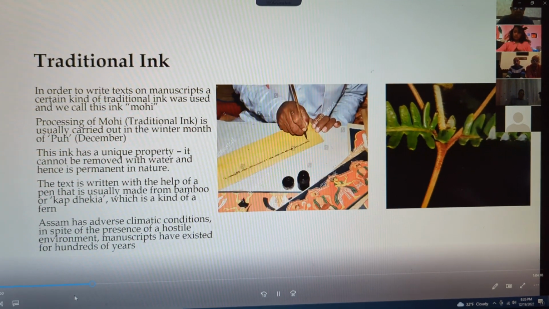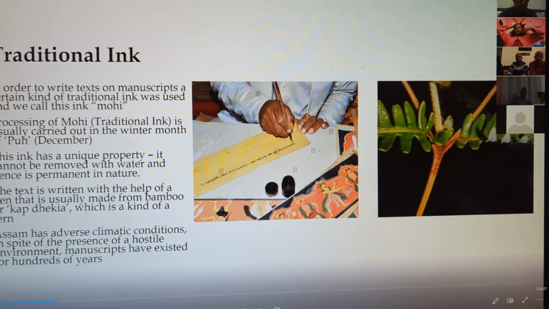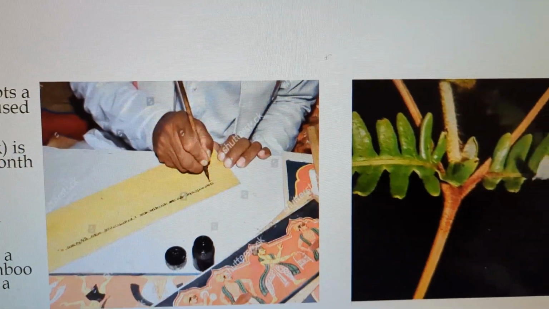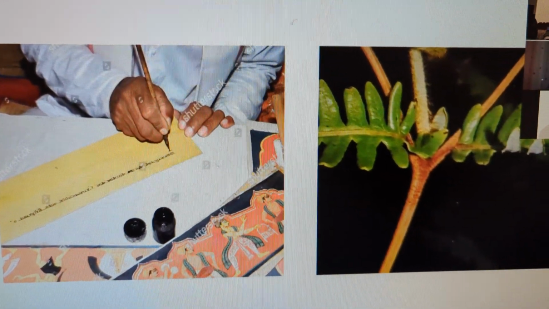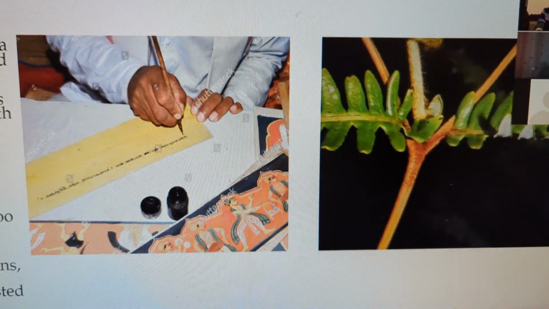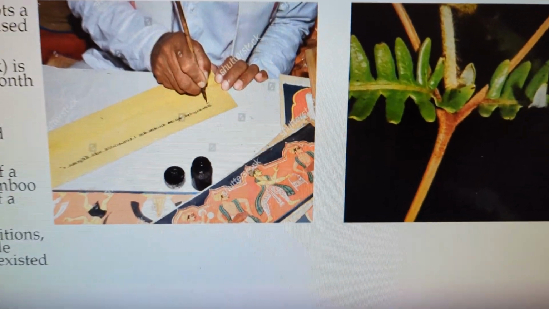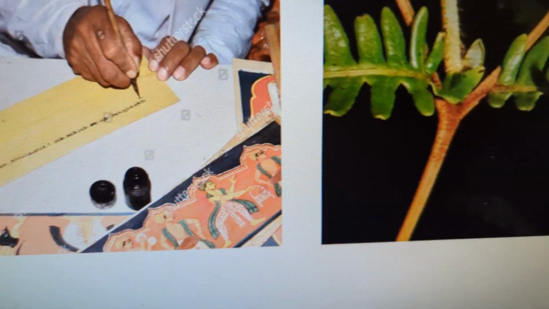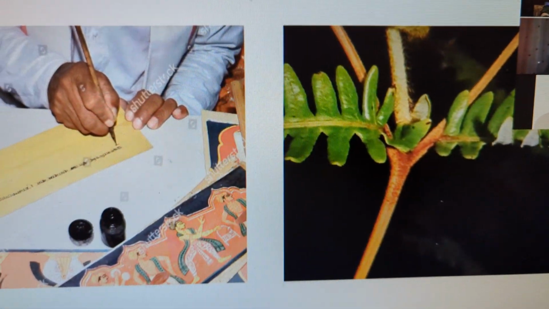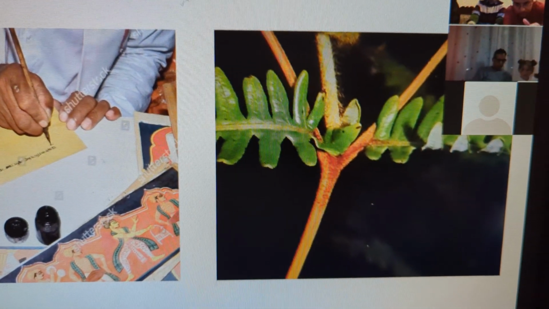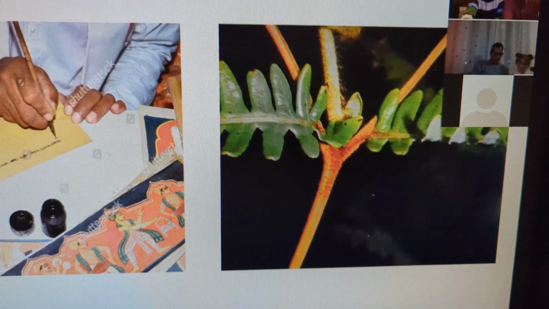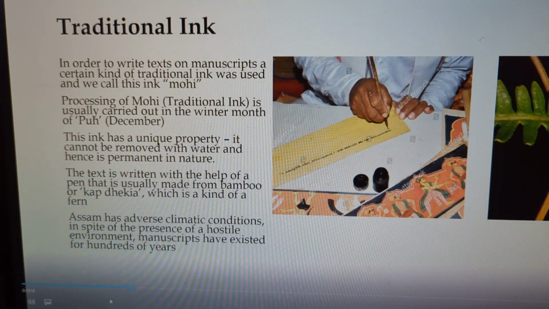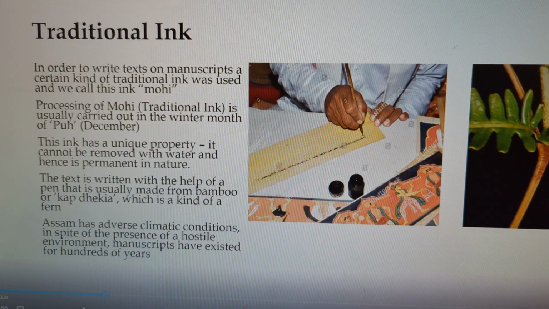The traditional ink is called mohi in our language, and this ink has a unique property. It cannot be removed with water and hence is permanent in nature. And the pens, there are two kinds of pens used. One is a bamboo pen shown in the first picture. The second pen can be derived from this plant. This plant is known as Kapdhekia. It's a fern, and the stem can be used as a pen.